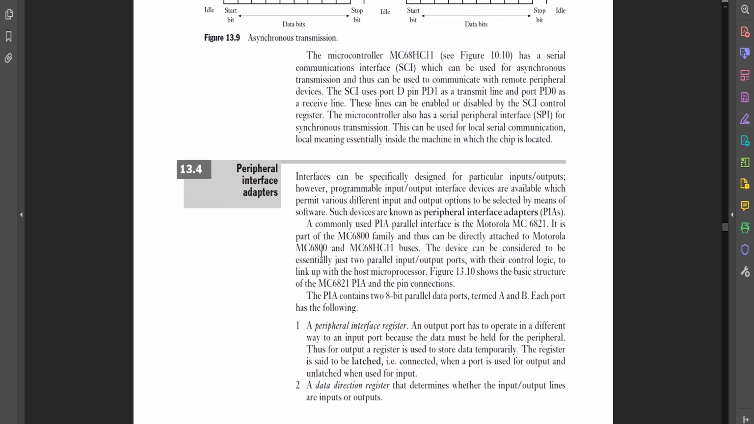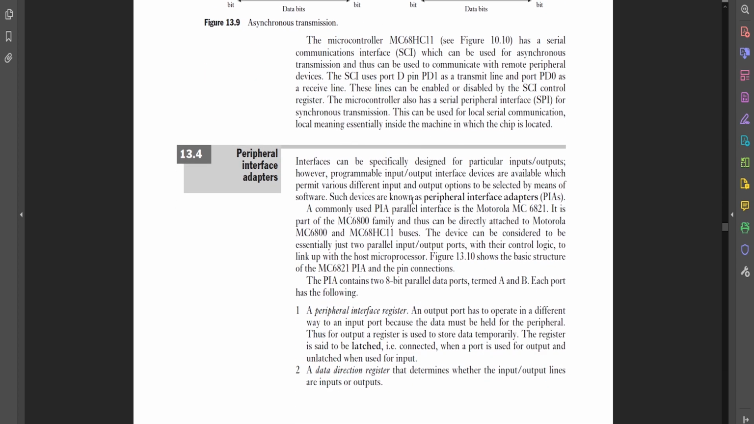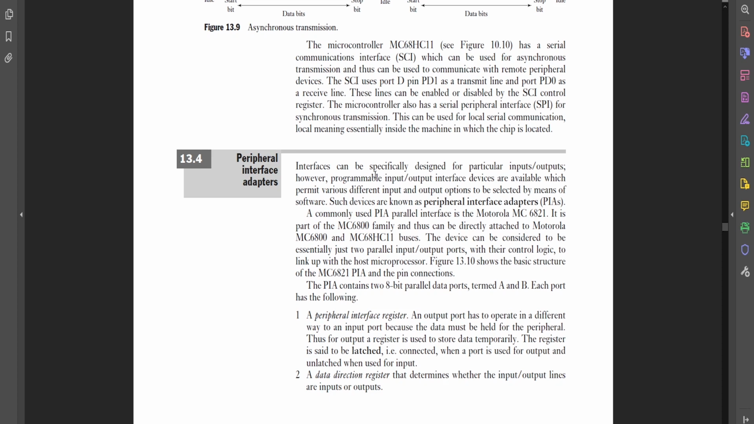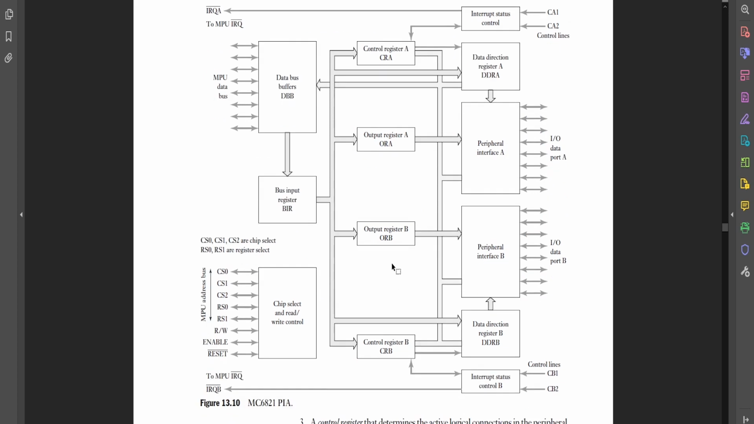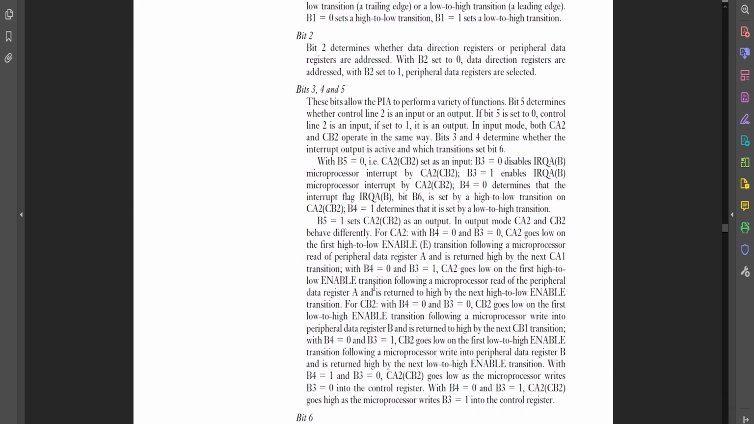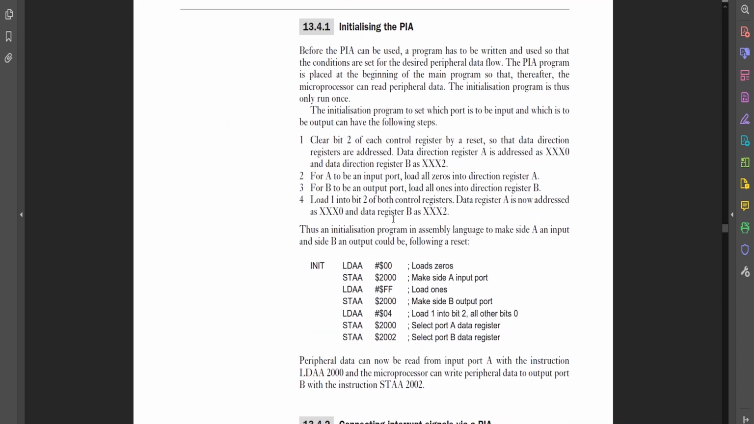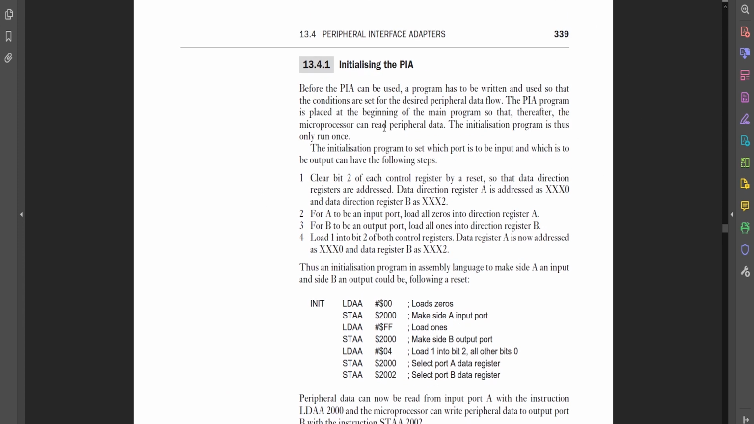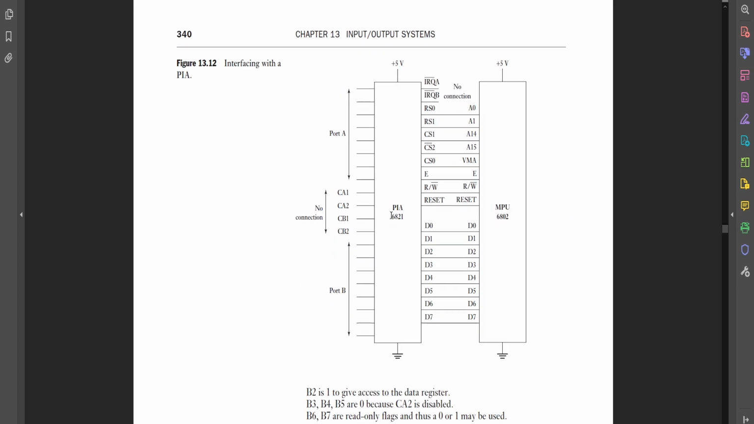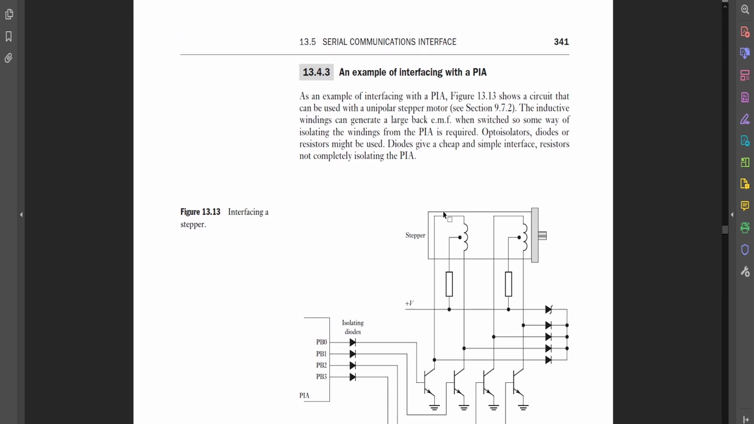Okay, so peripheral interface adapters. Okay, I'm going to skip this. What I'm choosing to skip versus not skip, it's mostly subjective. It's your studying, so do what you like. Initializing the PIA, I don't even know what the PIA is. Okay, peripheral interface adapter. Okay, so I'm going to skip that. Skip this whole bit on the adapter part.